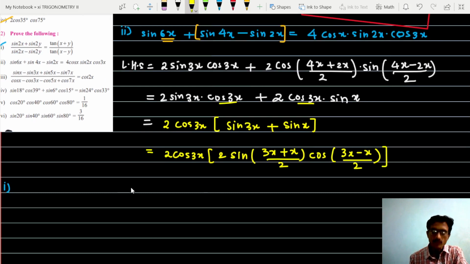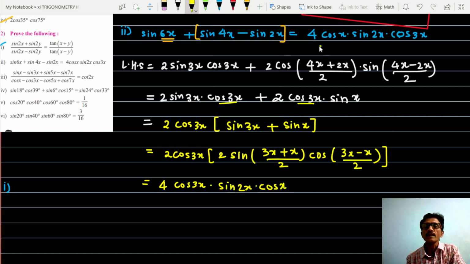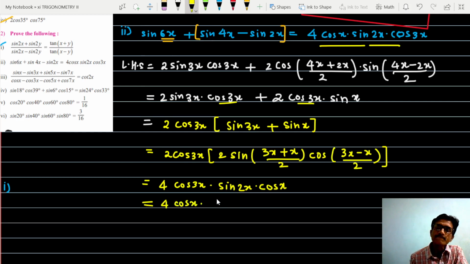Then this 2 and this 2 will give us 4, so it is 4. Okay, this 2 and 2, 4 cos of 3x into, this is sine of what? 4x upon 2, 2x into cos 3x minus x, 2x upon 2, that is x. So we will write them in this sequence. So this will be equal to 4 times cos of x into sine 2x into cos of 3x, yes, done.